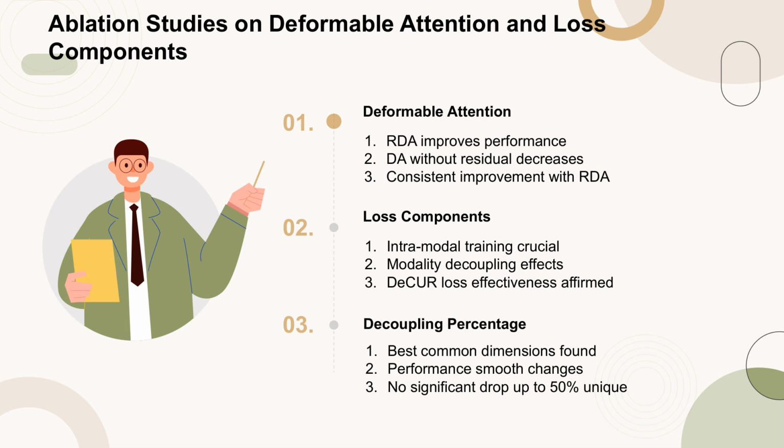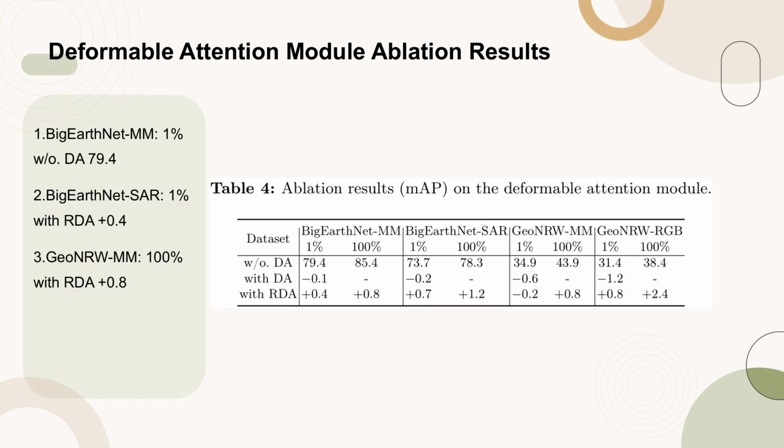Table 4 presents the ablation results focusing on the deformable attention (DA) module across various datasets. The results indicate that the residual deformable attention (RDA) consistently improves performance compared to the deformable attention without residual connection. For instance, on the BigEarthNet dataset at 1% label rate, the MAP without DA is 79.4, while with RDA it increases by plus 0.4. Similarly, on the BigEarthNet SR dataset at 1% label rate, the MAP improves from 38.4 to 38.8 with RDA. On the GeoNRWMM dataset at 100% label rate, the MAP improves from 78.3 to 79.5 with RDA. These findings highlight the effectiveness of the RDA module in enhancing the performance of the deformable attention mechanism.